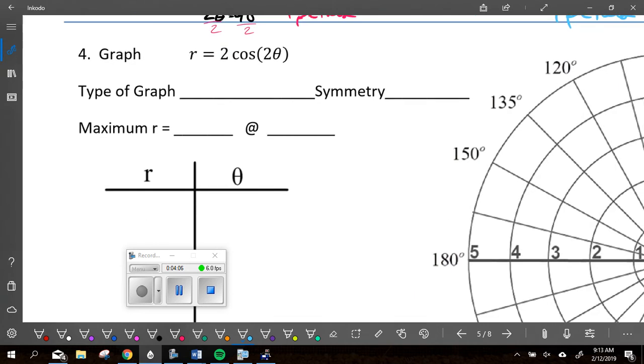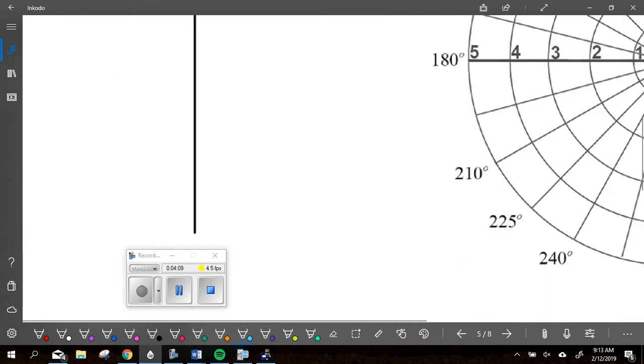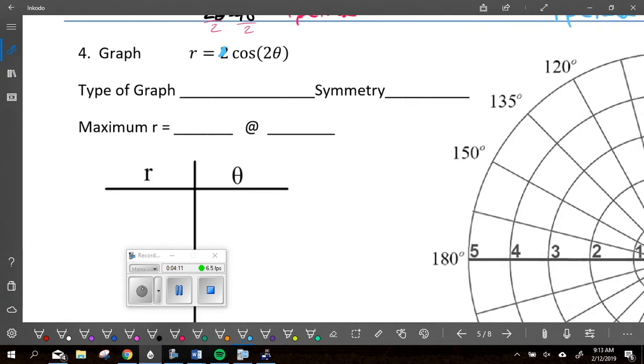Let's do it again. To make this a little bit easier to see, let's change that 2 to a 3 just to make it slightly bigger. Otherwise, your picture's a little bit small. Do the top part. What type of graph? When I say type of graph, I mean a rose and how many petals. Figure out the symmetry. Find where the maximum is going to happen. Do that right now.